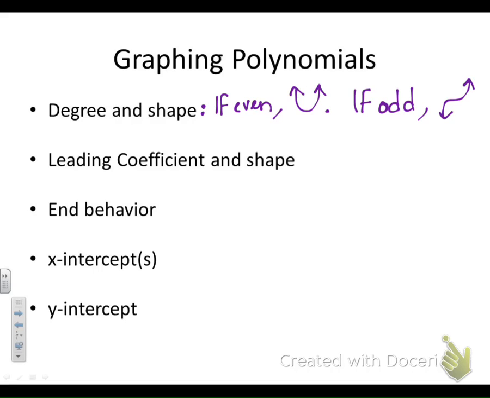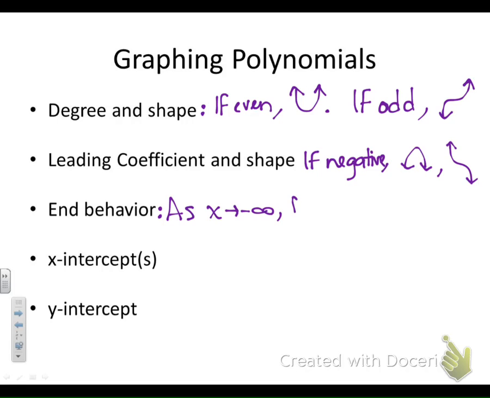If your leading coefficient is negative, then you're going to have a reflection of some sort. You're either going to be both facing down, or your shape is going to change from going down to up to an up to down if your degree is odd. So as x approaches negative infinity, f of x is going to approach something. There will always be something in this spot. And then as x approaches positive infinity, f of x will be approaching something.